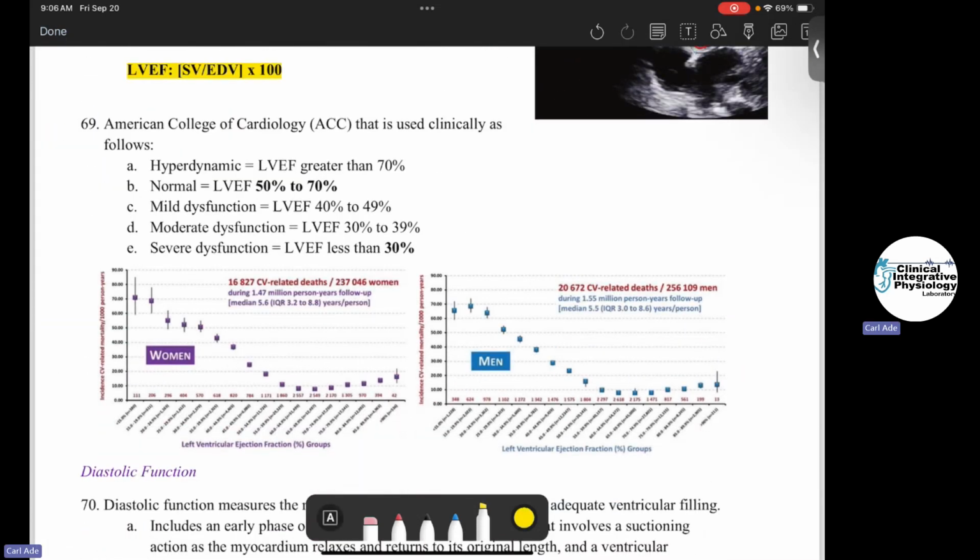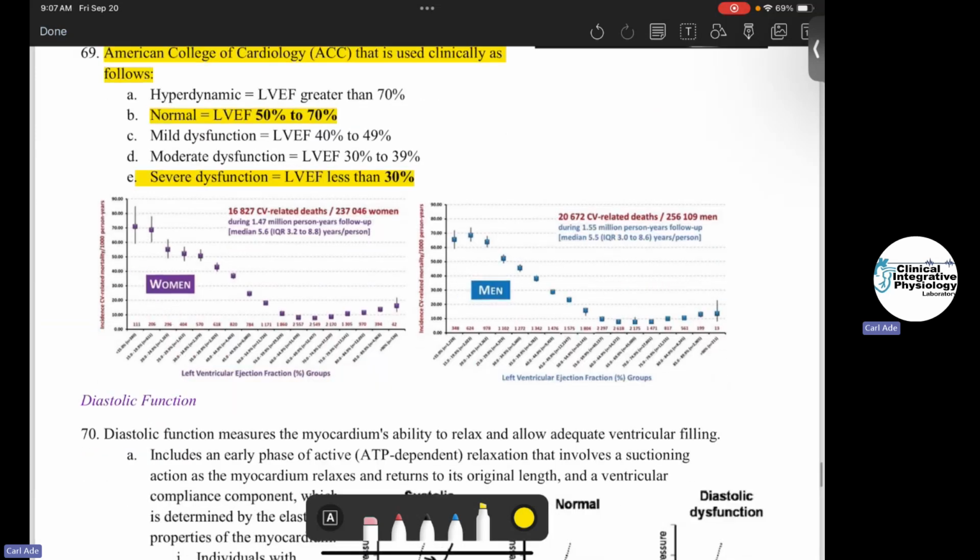We need this because the American College of Cardiology has guidelines. Normal is in that 50 to 70% range. I said 55 and above; that varies from place to place. As you start getting lower values, you get into the dysfunctional range, with severe dysfunction being less than 30%.